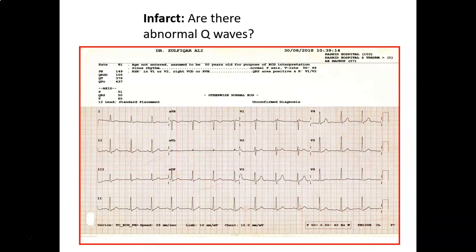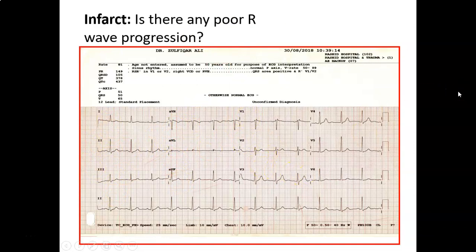Is there any abnormal Q wave? An abnormal Q wave signifies an old infarction. So we can't see any abnormal Q waves. Is there any R wave progression?